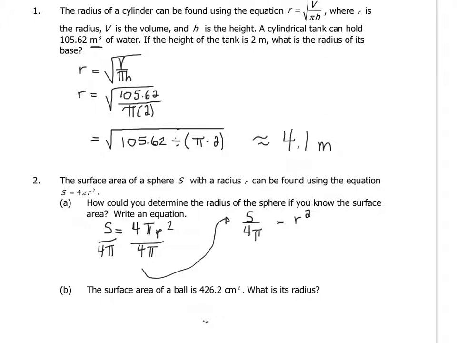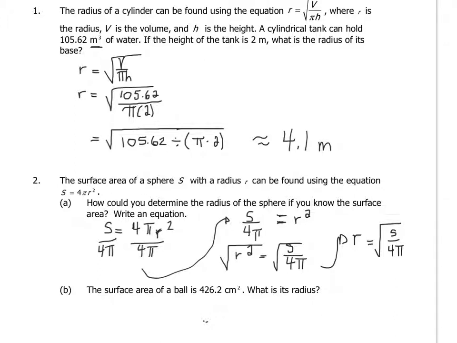And I'm just going to turn that entire equation around now. So we'd have r squared equals s over 4 pi. Just turn the whole thing around. And then if I want to get r by itself, I would have to square root the r squared, and that would give me r equals the square root of s over 4 pi.